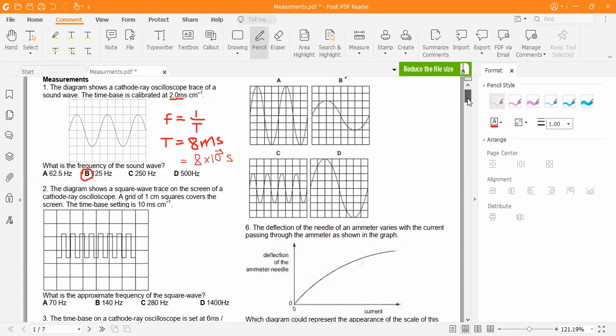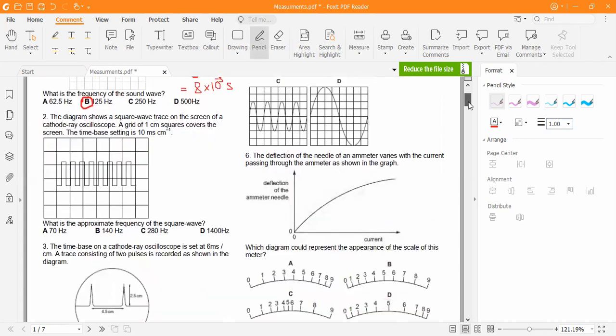Now let's move on to the second one. Again, the second one is also about the oscilloscope. The diagram shows a square wave trace on the screen of a cathode ray oscilloscope. A grid of 1 centimeter square covers the screen. So they are saying that each of these squares is 1 centimeter. They're saying the time base setting is 10 milliseconds per centimeter. What is the approximate frequency of the square wave?